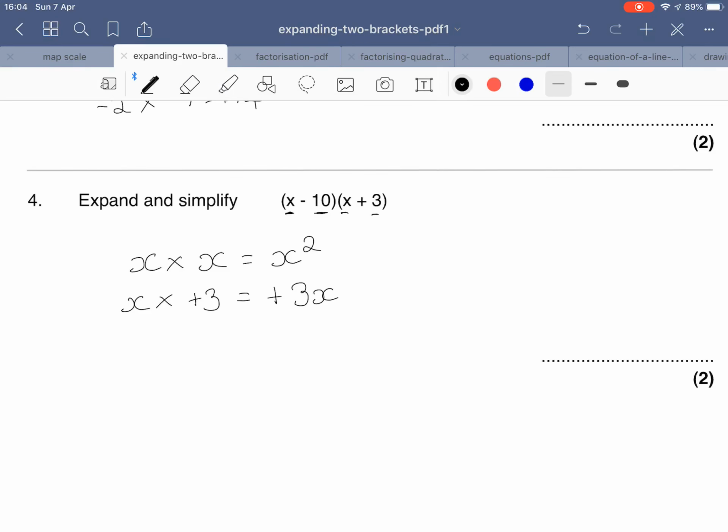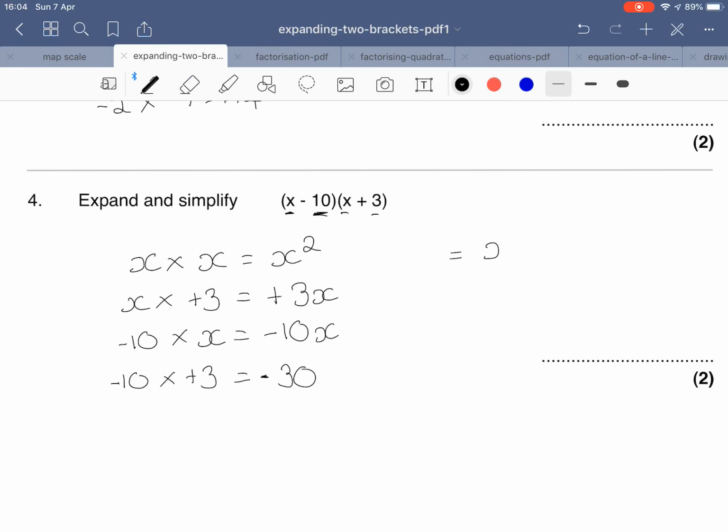Then we've got the inside ones, so we've got minus 10 times x gives us minus 10x, and the last one's minus 10 times positive 3. Well, we know 10 times 3 is 30, and we know that a minus times a positive is a minus, so it'll be minus 30.